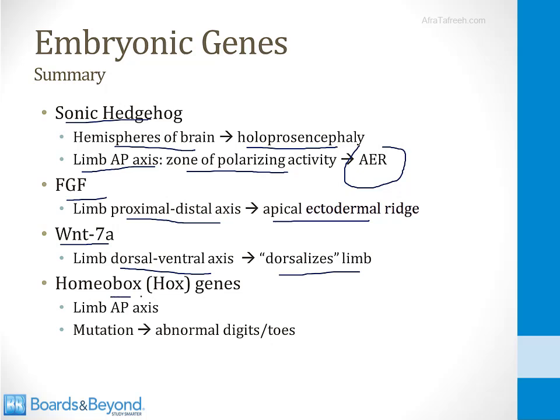And then finally, the Hox genes are important for normal development along the anterior-posterior axis of the limb, and mutations of these genes have been associated with abnormal formation of the digits and toes. And that concludes our video on embryonic genes.